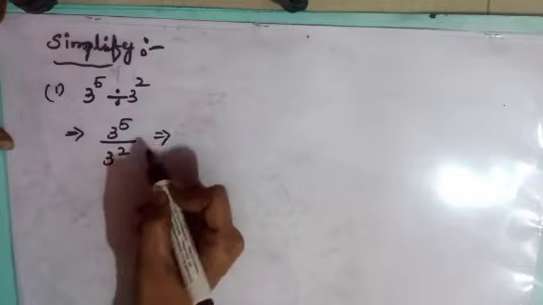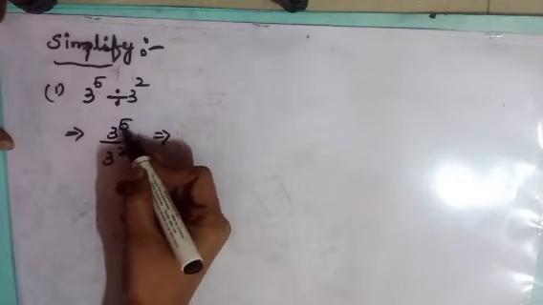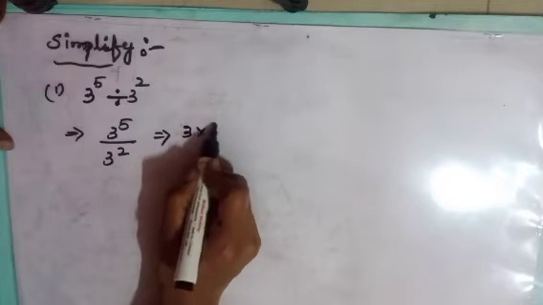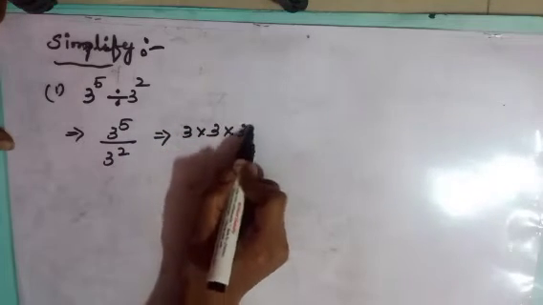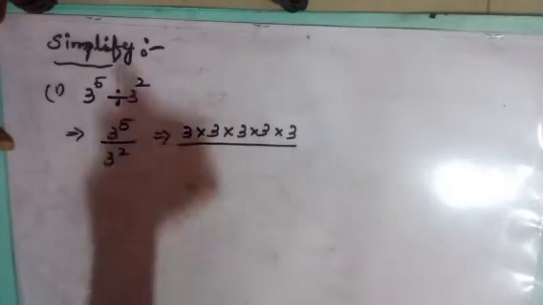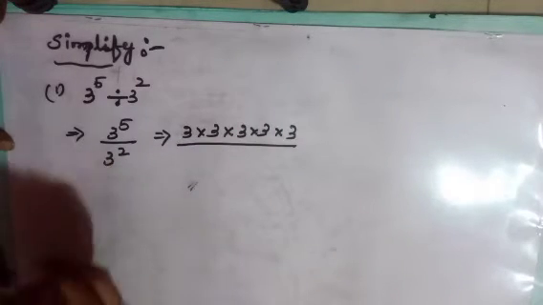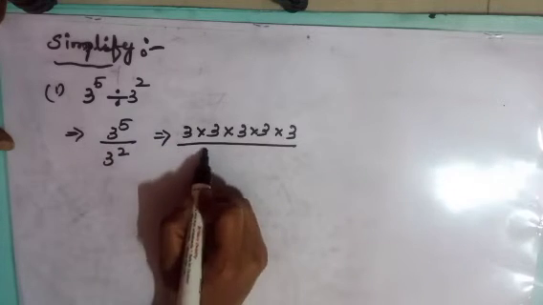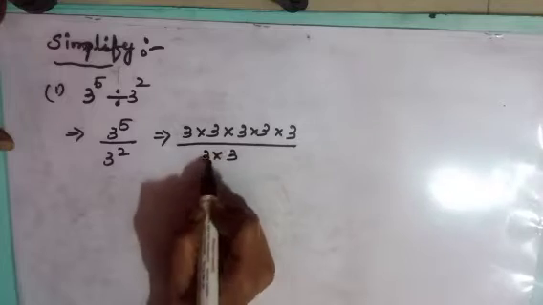So you all know that 3 to the power of 5 means 3 is multiplied how many times? 5 times. That is 3 into 3 into 3 into 3 into 3. 3 is multiplied 5 times. And 3 is multiplied how many times here? 2 times. 3 square means 3 is multiplied 2 times, that is 3 into 3.